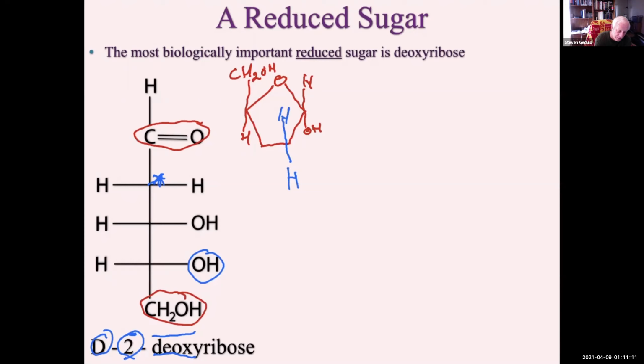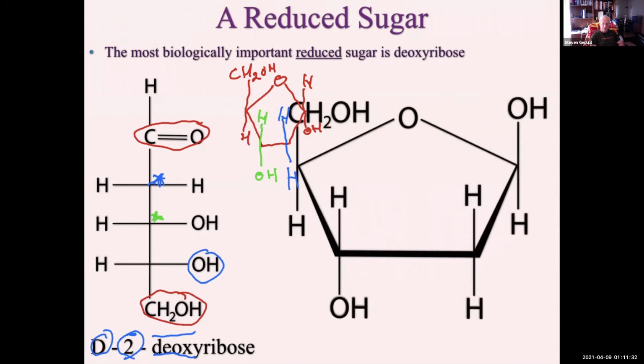Our 3rd carbon, right here, the OH group is on the right-hand side. Right-hand side means it's below the ring. Okay. And there's D2-deoxyribose. That's the ring structure. Okay. That's how you would draw it. There it is here.